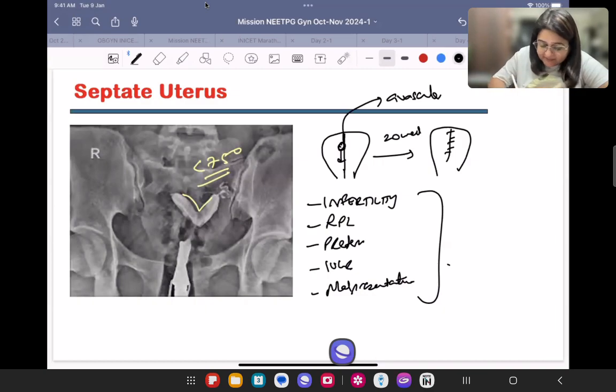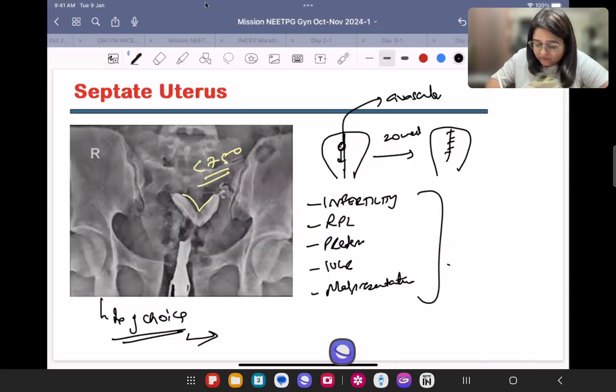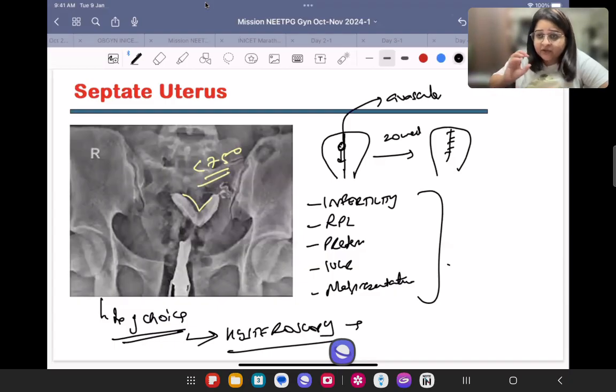What is, for septate, the investigation of choice? The same way you can treat also, is a hysteroscopy. Okay, hysteroscopy, not HSG, remember, HSG is a poor investigation. Hysteroscopy is the best way because you can see and you can treat.